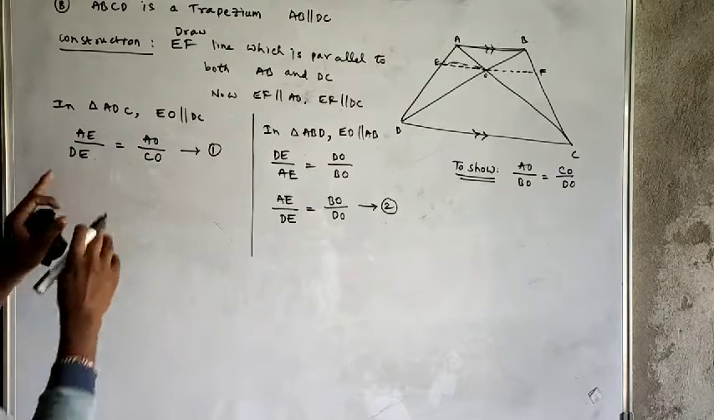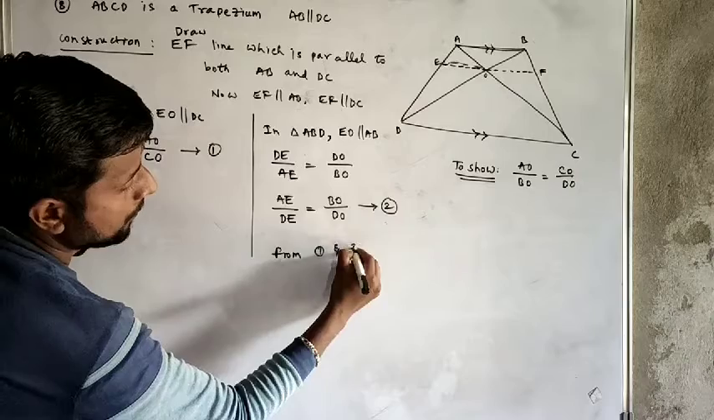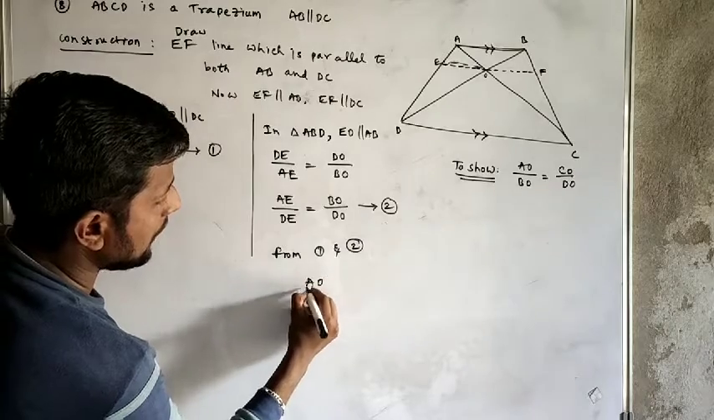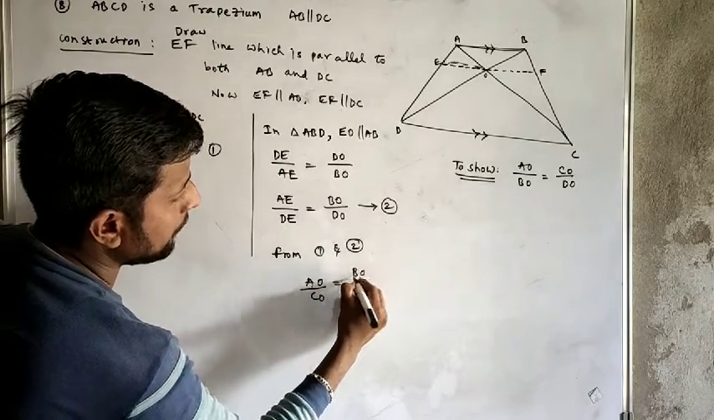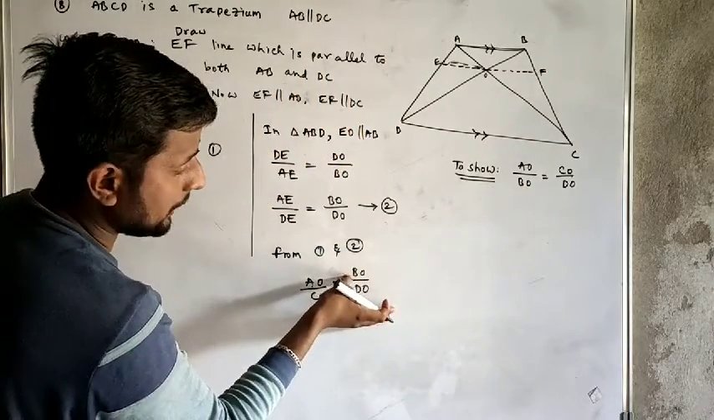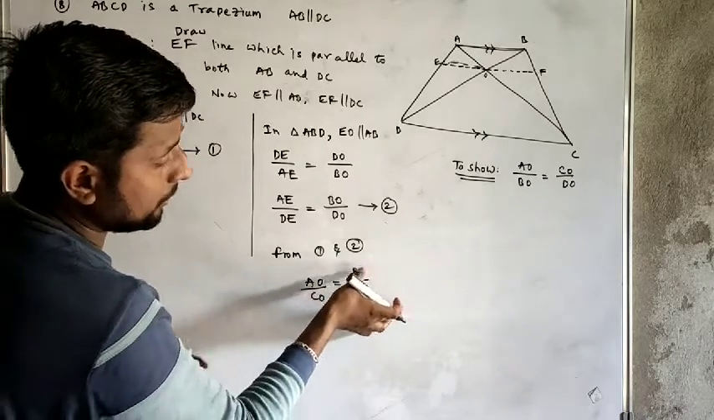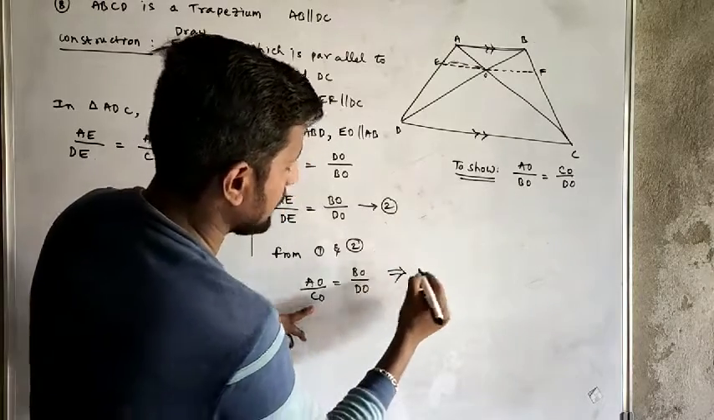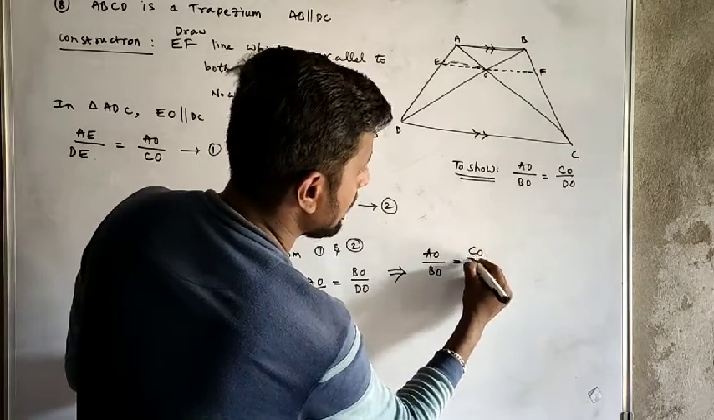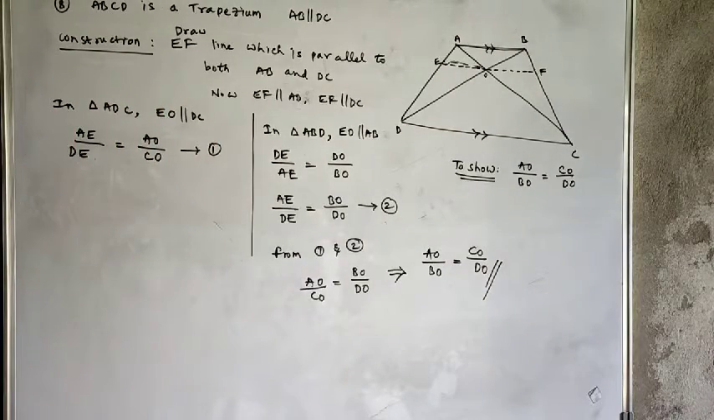So look, compare them. Simply, from 1 and 2, we will write AO by CO is equal to BO by DO. But we have to show AO by BO. So BO here is multiplying, when it comes across it divides, and CO when it divides here, when it goes across it multiplies. If you interchange them, AO by BO is equal to CO by DO, which is what we had to prove, right?